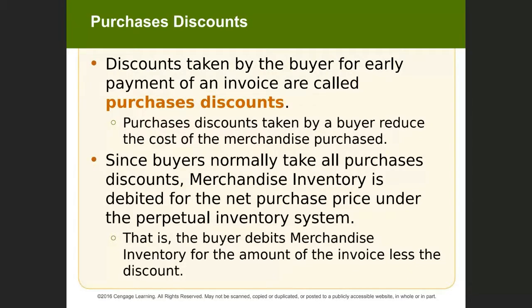Since buyers normally take all purchase discounts, merchandise inventory is debited for the net purchase price under the Perpetual inventory system. That is, the buyer debits merchandise inventory for the amount of the invoice minus the discount. So the discount is not included in the merchandise inventory.